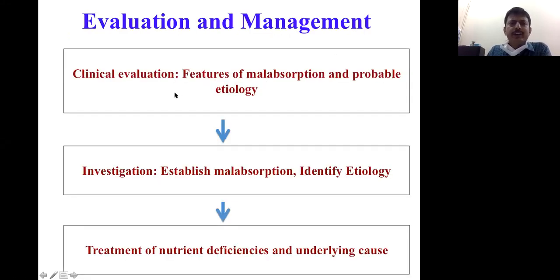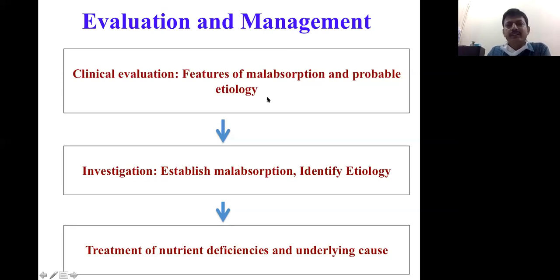So far we have discussed the etiology of malabsorption, as to what conditions can cause malabsorption. Next, we have discussed how we clinically evaluate. So clinically, we look for features of malabsorption. We look for features of major nutrient deficiency and minor nutrient deficiency. And then we also need to, at the level of history and examination, look for any underlying cause like tuberculosis, celiac, IBD, infection, pancreatic disorders, systemic conditions, etc.